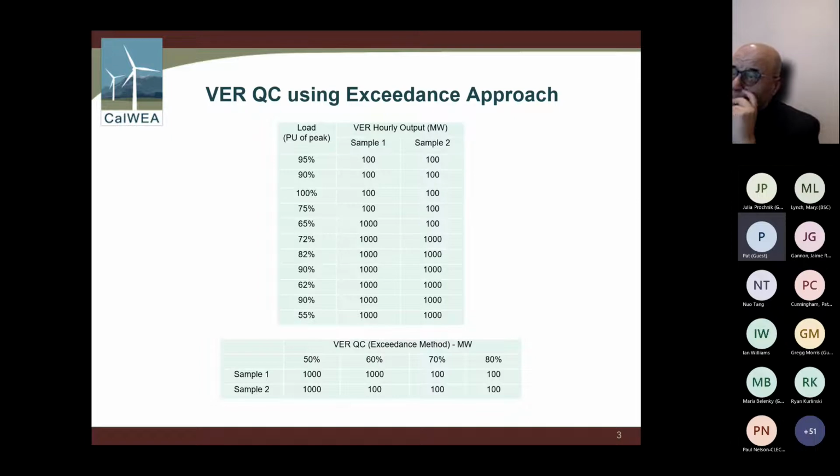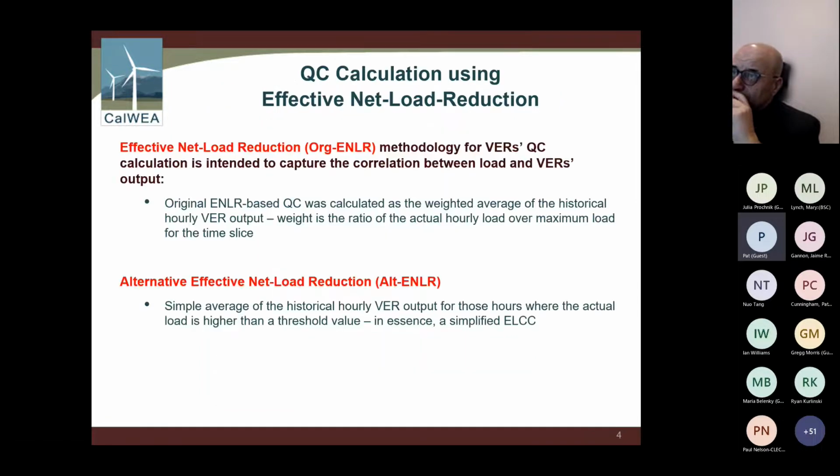So the good thing about what we call ENLR, or the effective net load reduction method, is the original approach, which was a weighted average of wind or solar generation, or the alternative approach, which is a simple average but over a targeted sample. The sample would be only those hours where load is high enough that the actual generation matters and is actually helping with reducing capacity needs.